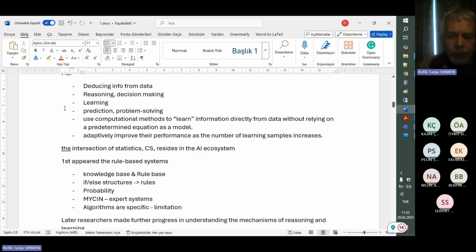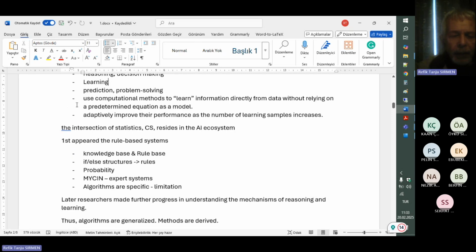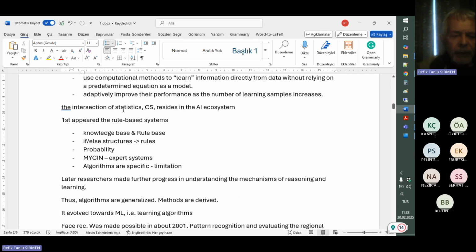Of course, while doing this, we use some computational methods to learn this information directly from the data itself, without relying on some predetermined equation or formula, etc. But there is another feature which makes it a learning algorithm. It is the adaptation ability, right? It adapts itself. It adapts the algorithm, the model itself.